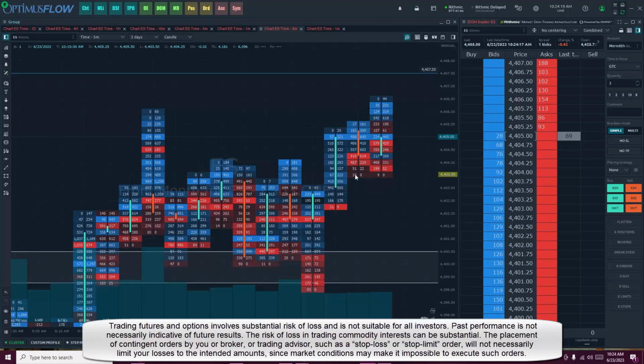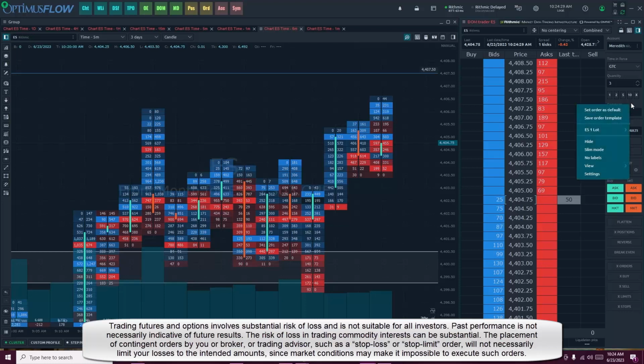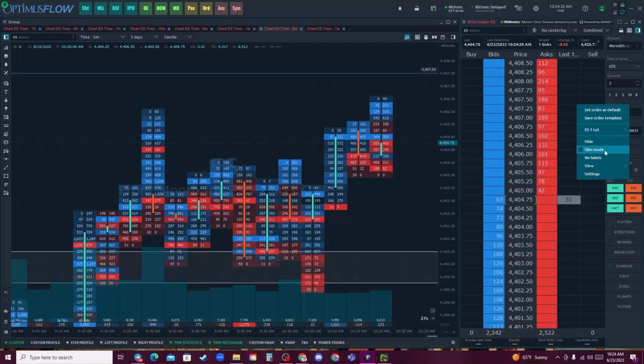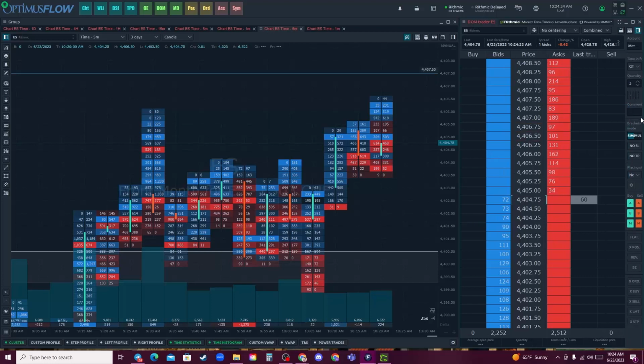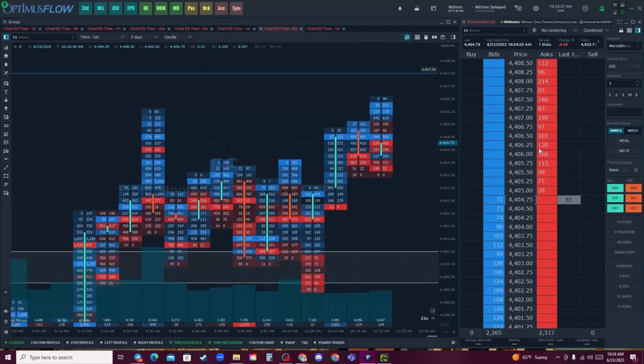So there's a few ways to place a stop within Optimus Flow. I always trade with the depth of market here on the right. And if we right click over here on this screen, sometimes slim mode will be activated, and I just want to make sure that that's unchecked so we can see all of the options that Optimus Flow offers. Quantity, let's change that to 1, and that's just going to be how many contracts you're going to place on a specific order. And we can click down here on a bid.